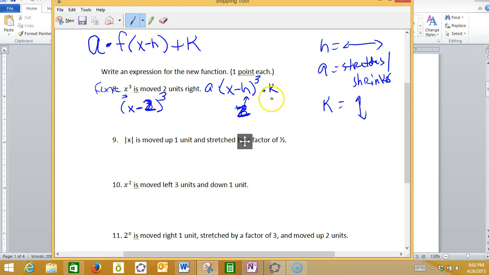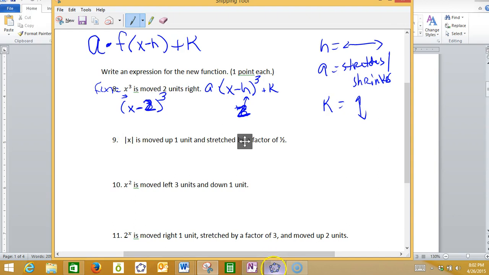We don't have to add any number k, so we're not going to add anything. We're not moving the graph up or down, and we're not stretching it. Our a right now really has a value of 1, but we don't need to affect that because we're not stretching anything. So this is what our expression would look like.